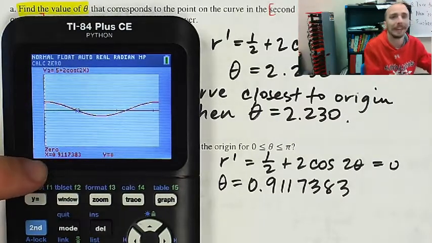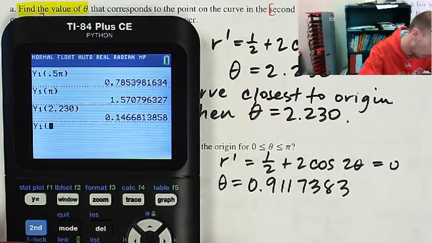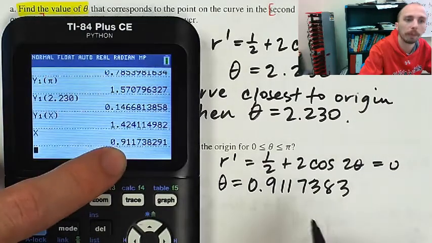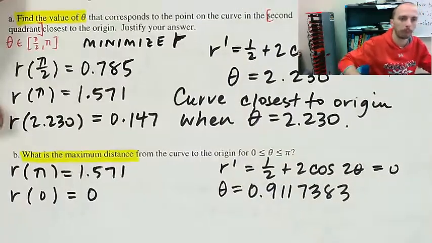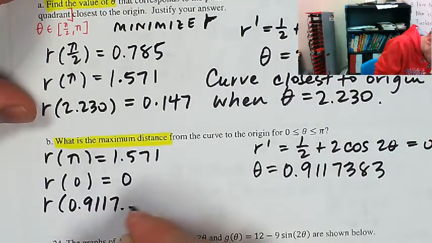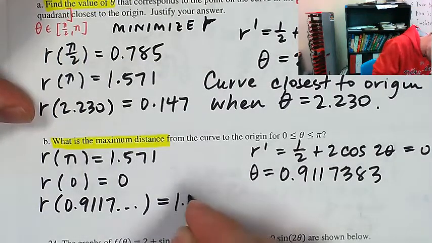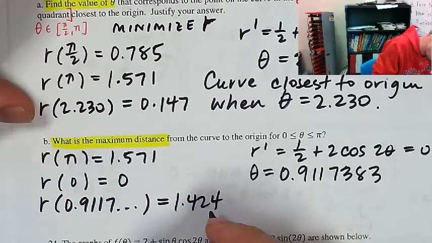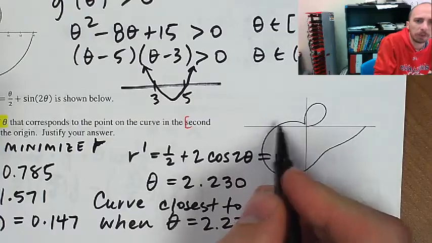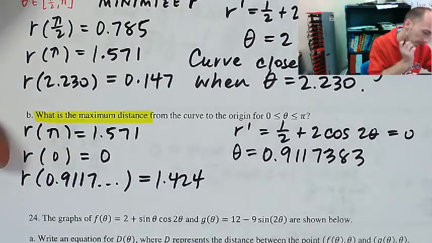Okay, since I computed that, it's got that stored into x for now. So I'm going to plug in on y1 the point where theta equals x. Because that x is that 0.911 number you can see. So 1.424. Okay, so r of 0.9117 is going to equal 1.424. What? Oh, yeah, I can see that. If you look at this, it does look like this is probably a little farther than it was over here. So it looks like it's going to be an endpoint maximum. Didn't even think about that.